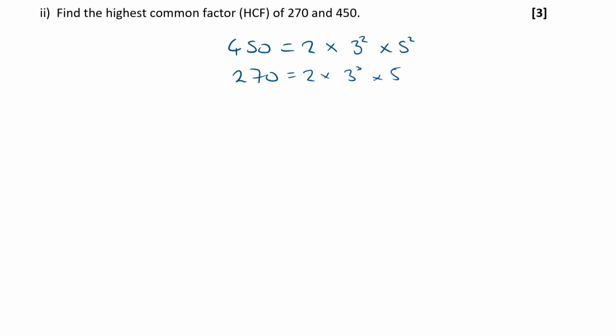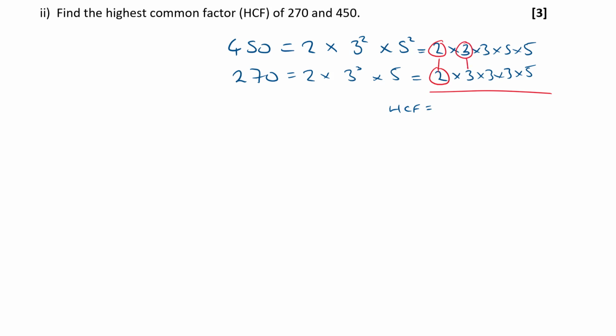Actually, sometimes it's a bit easier to see this if it's in expanded form rather than in index form. So let's just multiply that out. I've got 2 times 3 times 3 times 5 times 5 times 5. And on the second one, I've got 2 times 3 times 3 times 3 times 5. So then my HCF I can find by looking at things that appear in both lists that go together. Okay, so I've got a 2 here matching up with a 2 here.